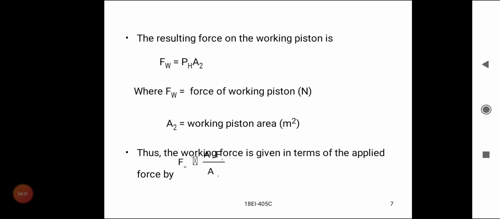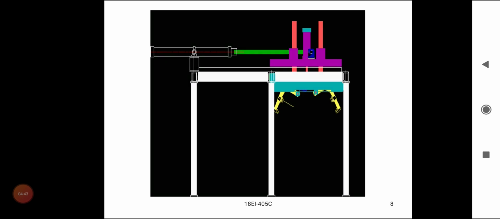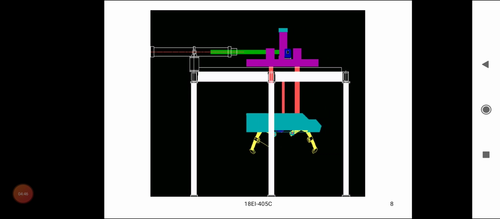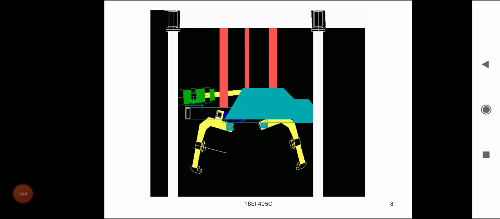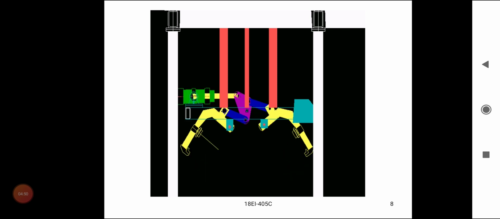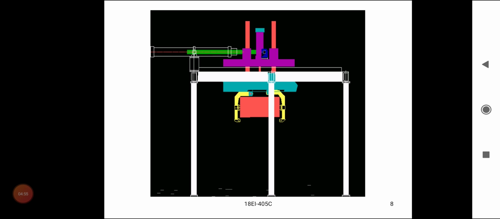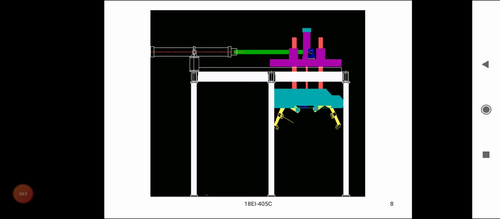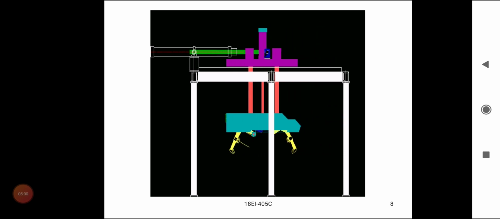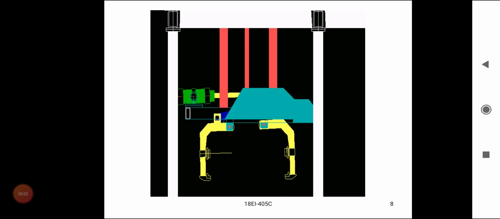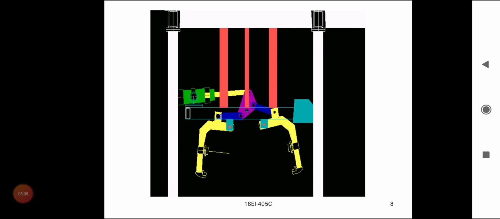The working force is given in terms of the applied force. So Fw is equal to A2 by A1 of F1. The animation you can see in the slide. The hydraulic pressure created produces a working force on A1 and A2, and large forces are created.